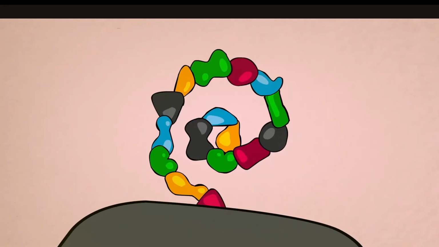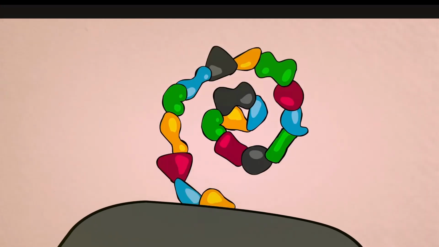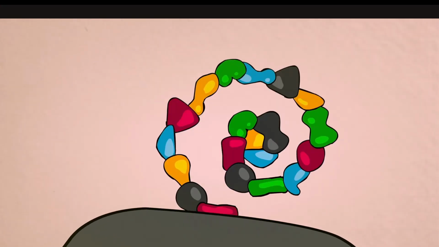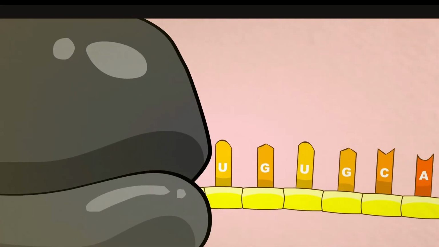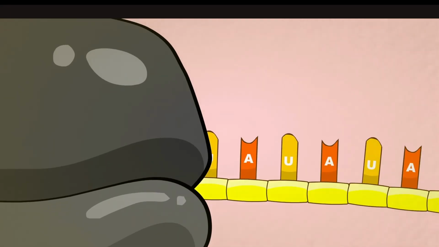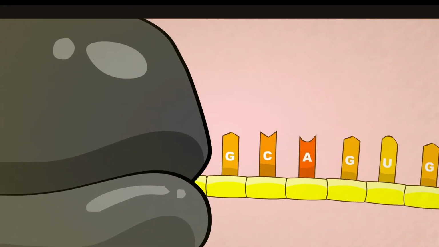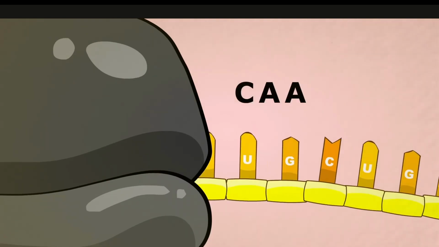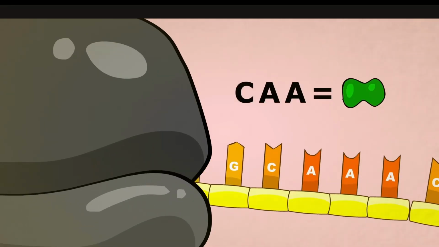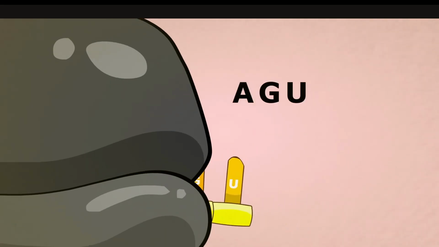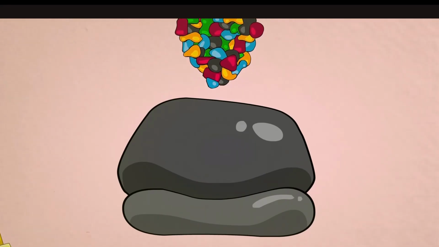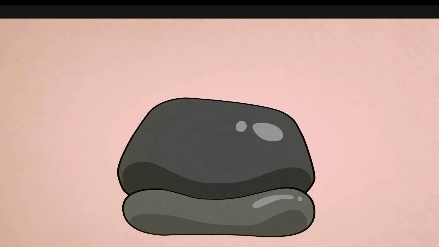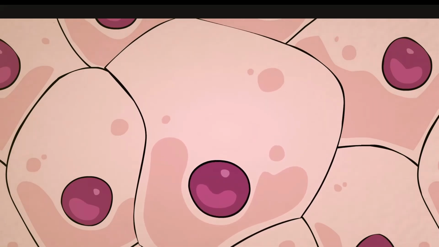As the chain grows, it bends, it folds, and it sticks to itself to form a perfectly shaped protein. Every 3 letters of the RNA code tell the ribosome which of the 20 different kinds of amino acids should be added next. For example, CAA tells the ribosome to grab a glutamine. AGU tells it to grab a serine, and so on. Once a protein is built, it can then go on to do a number of different things, one of which could be to help form a brand new cell.